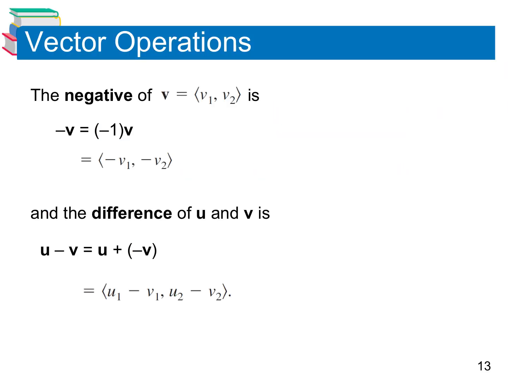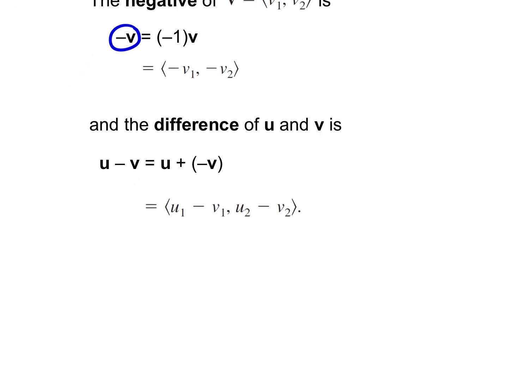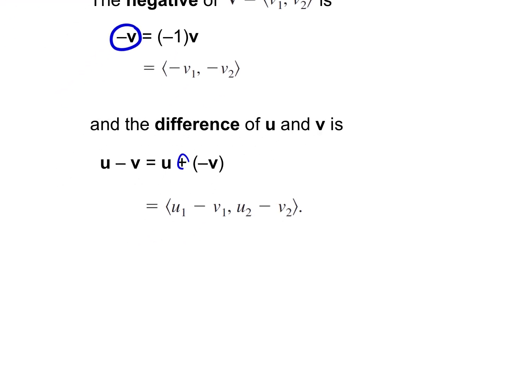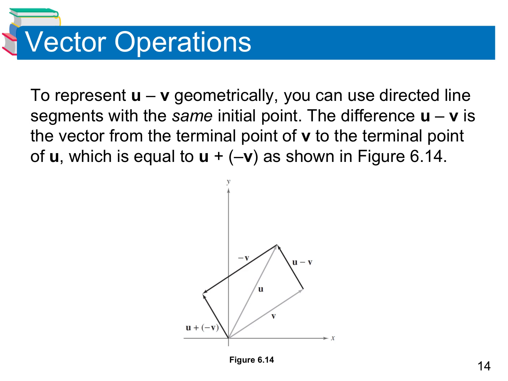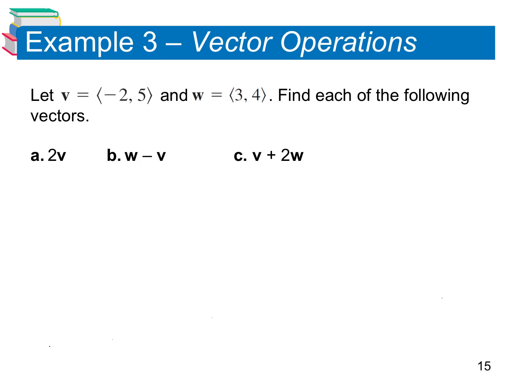So same thing on the next page. If I had negative v, I would multiply -1 to both numbers inside my vector. Or if we had vector u minus v, you could add vector u plus negative v. You'd get the same thing. So let's do some examples.